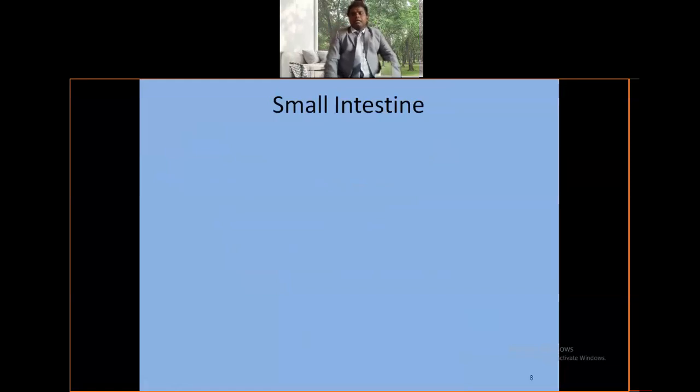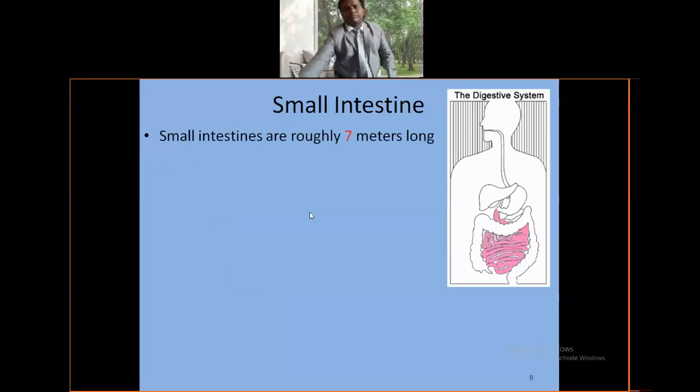Next, let us come to the small intestine. I already told you it is the longest part, nearly 7 meters. I already drew the small intestine in the PPT. This pink part is called the small intestine, and it is roughly 7 meters long.